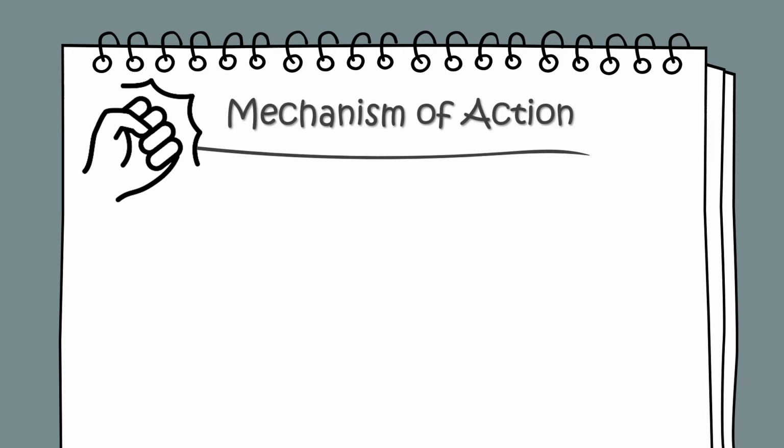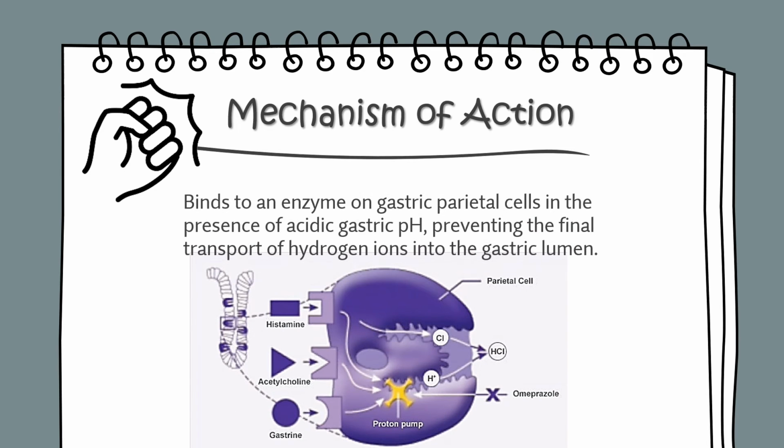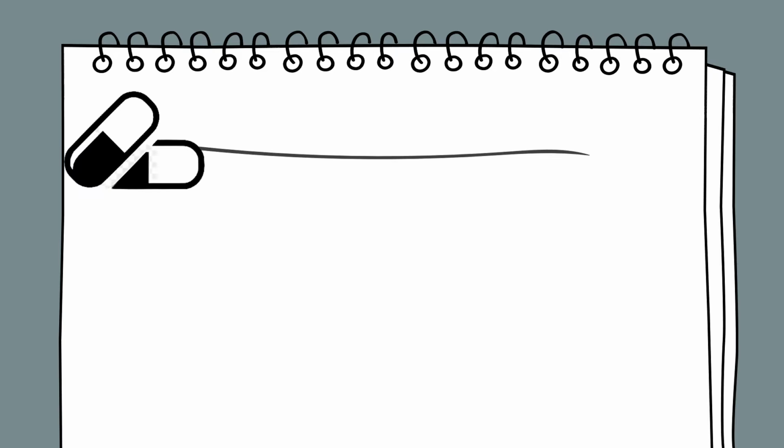So, what is my mechanism of action? Once I am inside your body, I bind to an enzyme on the gastric parietal cells in the presence of acidic gastric pH, thereby preventing the final transport of hydrogen ions in the gastric lumen.